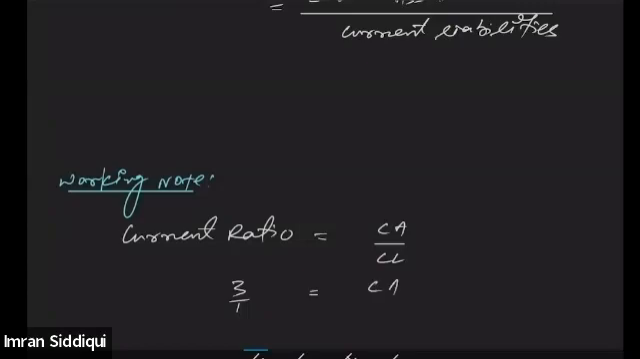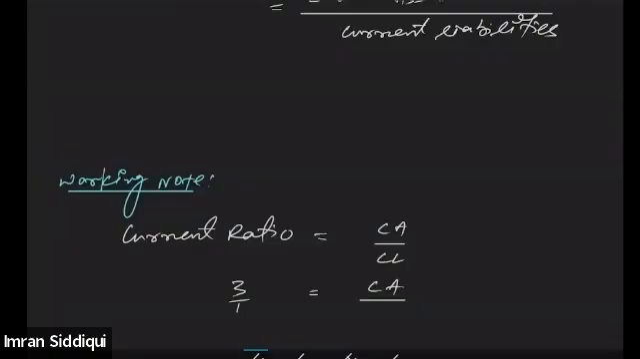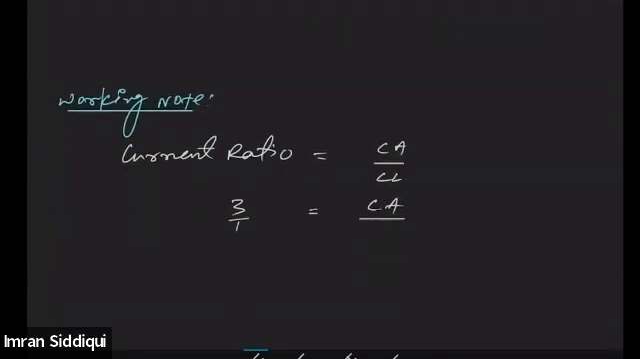And current asset is not given in the question, but the current liability is there. Just a minute. I think the current liability is also not given in the question. Right? Current liability of the company is given. Current liability is 6 lakh. Okay, so that means current asset must be 18 lakh. Is that right?